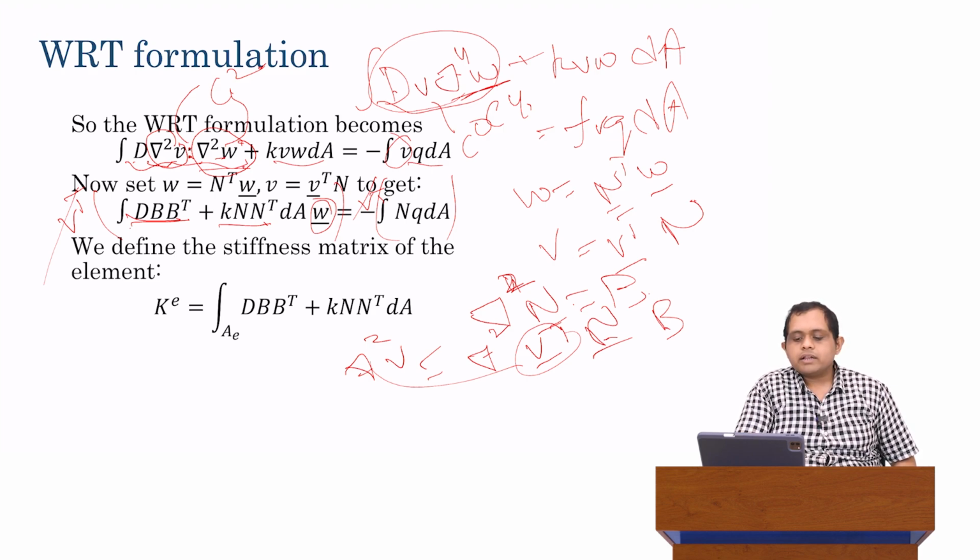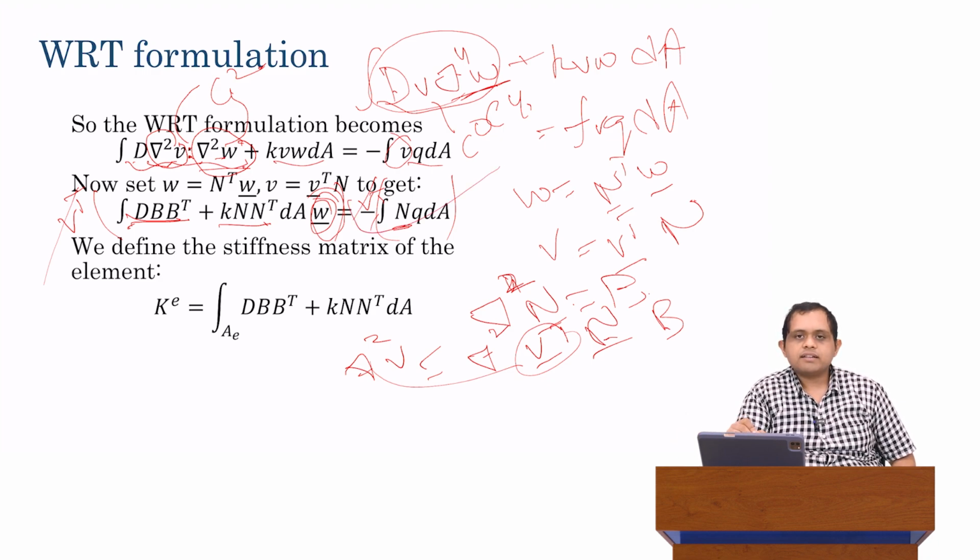So we get this formulation as the integral of D into BB transpose plus K into NN transpose dA into W. W is an unknown vector. And the right-hand side is the integral of minus N bar Q into dA, which is, again, N is a known set of polynomials, so we can perform the integration. So we know everything about the right-hand side. Q is prescribed, N is known. On the left-hand side, we know B, we know N, we know K, we know D. So we can evaluate this matrix.